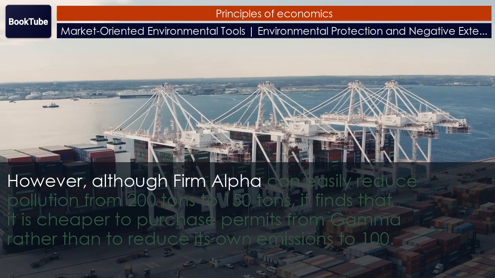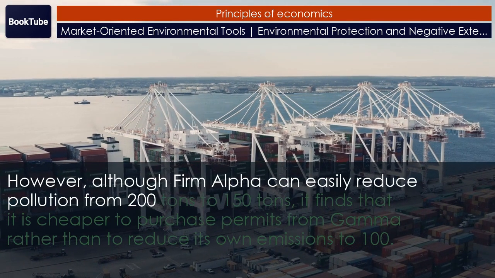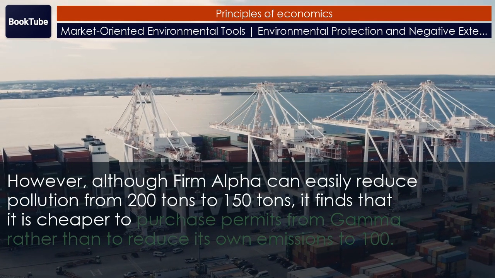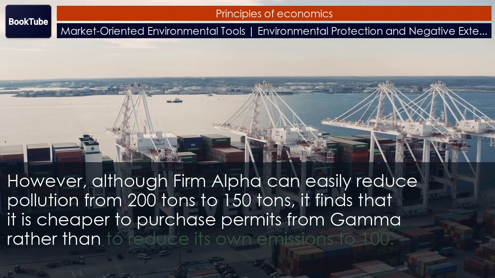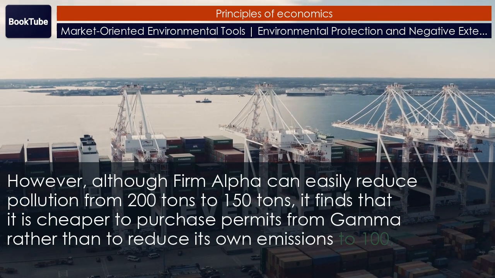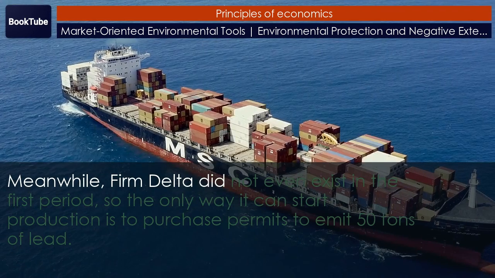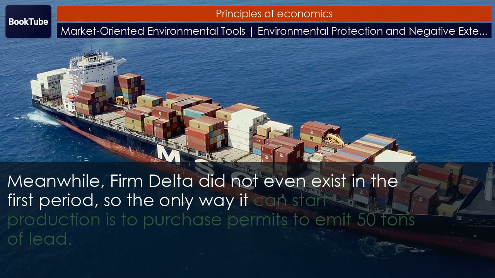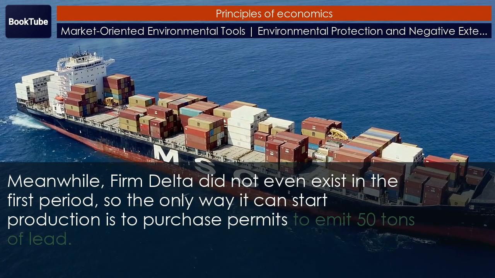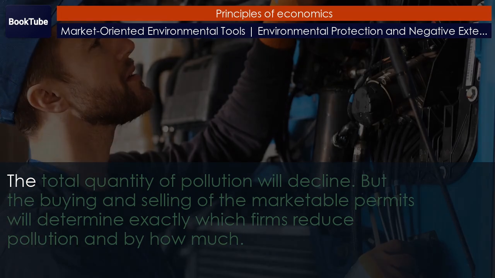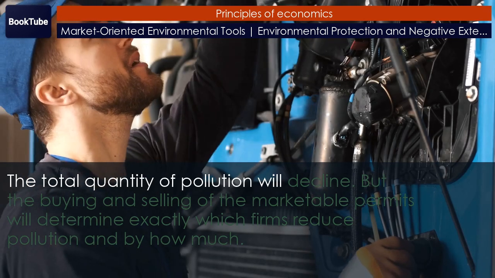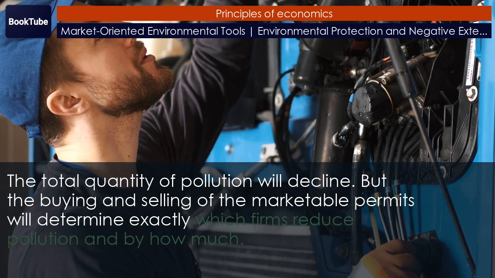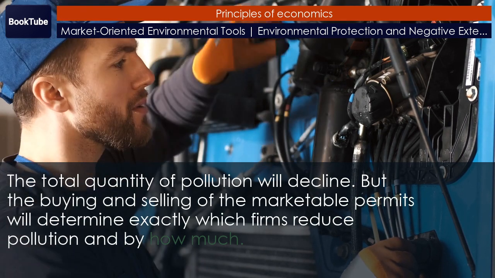However, although firm Alpha can easily reduce pollution from 200 tons to 150 tons, it finds that it is cheaper to purchase permits from Gamma rather than to reduce its own emissions to 100. Meanwhile, firm Delta did not even exist in the first period, so the only way it can start production is to purchase permits to emit 50 tons of lead. The total quantity of pollution will decline, but the buying and selling of the marketable permits will determine exactly which firms reduce pollution and by how much.